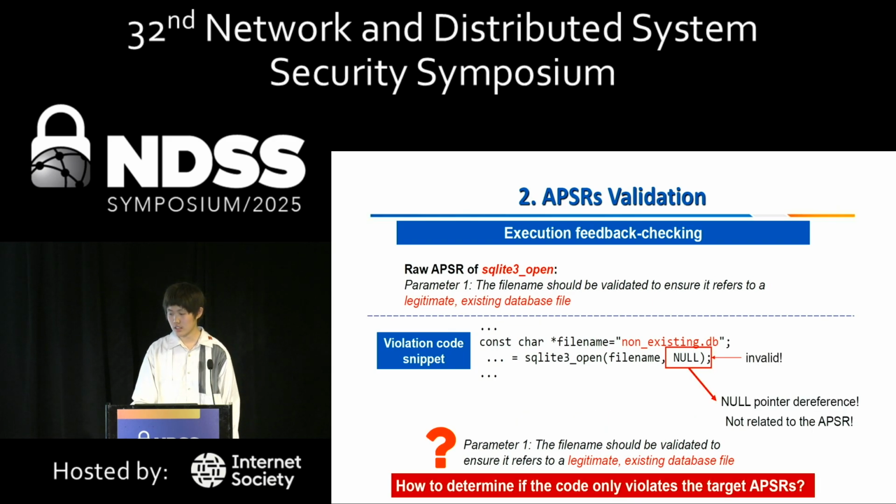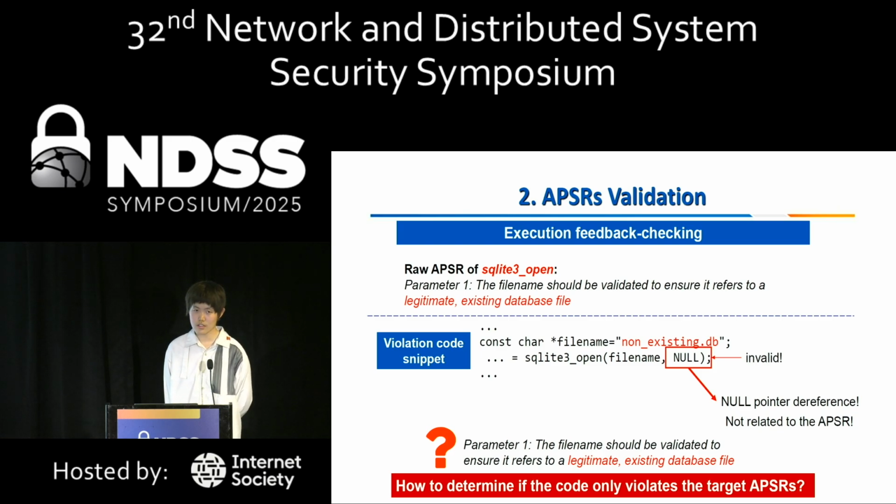By analyzing this code, we can identify that the second parameter of sqlite3_open is null, which may cause a null pointer dereference, and this error is not related to the raw APSR. Therefore, this runtime error cannot be used to prove that the raw APSR is correct. So how to automatically determine if the code only violates the target APSRs?